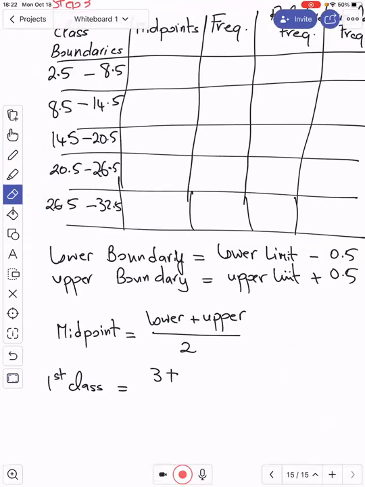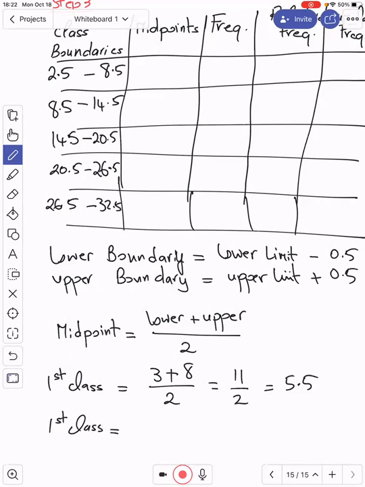Thank you. So over 2, there'll be 11 over 2, and there'll be 5.5. It's the same thing. You can also take the class boundaries. For the first class, it's the same if you use the class boundaries, so that's 2.5 plus 8.5 over 2. And that's again the same thing, 11 over 2, which is 5.5.